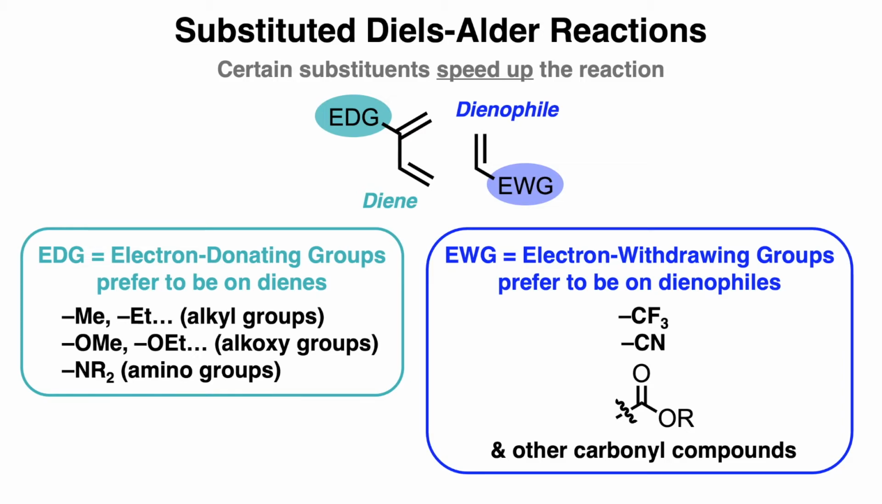Now, if the two groups swapped, where a diene had an EWG substituent or a dienophile had an EDG substituent, then the Diels-Alder reaction would slow down.